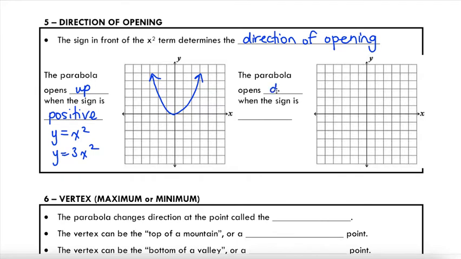The parabola opens down when the sign is negative. And again, we looked at that in our previous lesson. So this could be y equals negative x squared, it could be y equals negative 2x squared, and so on. So it just means from a random point, our parabola opens down.